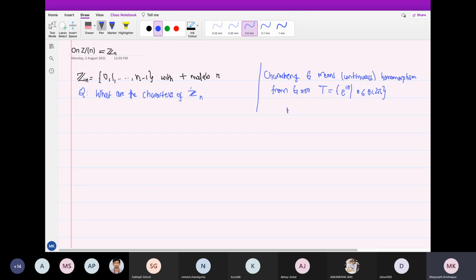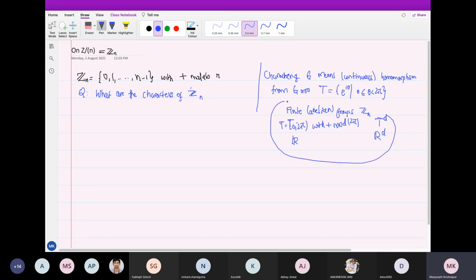So our interest is in finite groups, and as we will soon see, finite abelian groups, particularly Z_n. Then we have the circle group itself, T, which is 0 to 2 pi with addition mod 2 pi. That is the other one, and R. And powers of them: we may care about T^d and R^d. These are the examples which we are really interested in.